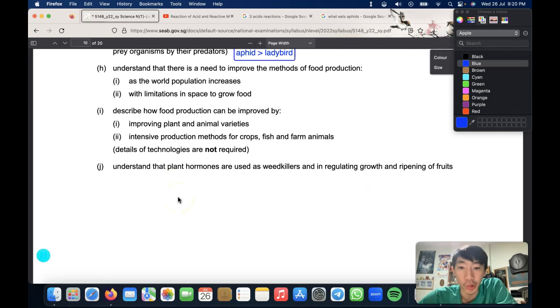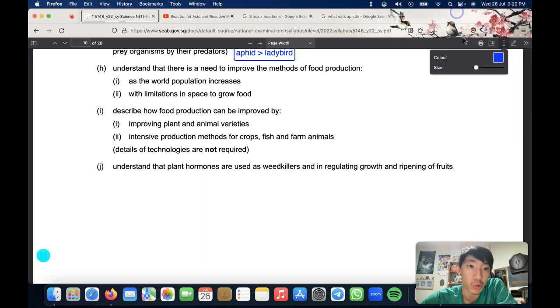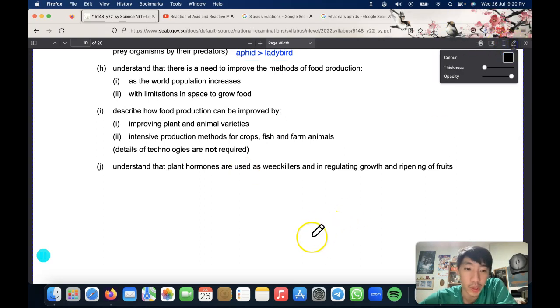But plant hormones can be used in 3 ways. Firstly, they can be used to kill weeds. What do I mean by kill weeds? Remember, weeds are small little plants. Let's say this is the plant you want to grow, a sunflower. And then there are small little weeds growing around the sunflower. You don't want that, because all these are sucking up the water and nutrients from the ground. It's stealing from your sunflower. You don't like that, so you will use this plant hormone as a weed killer.